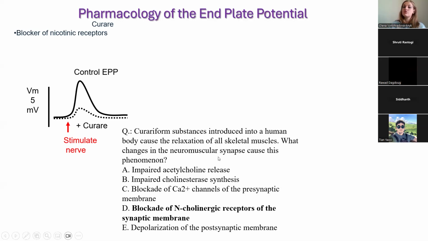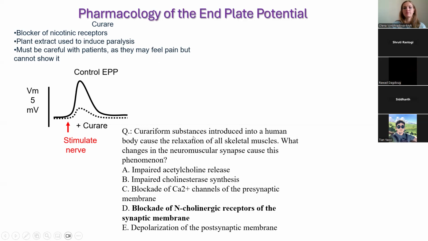What change in the neuromuscular synapse causes this phenomenon? When we are talking about curare or curariform substances, we're talking about cholinergic receptor blockade on the synaptic membrane, the postsynaptic membrane.